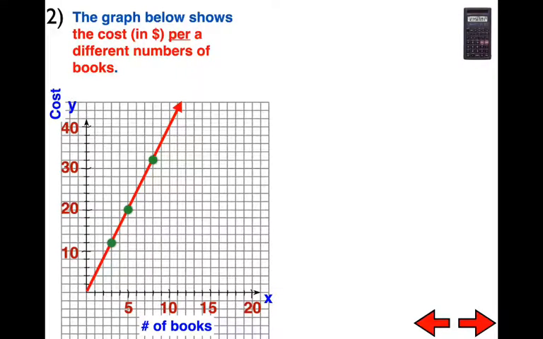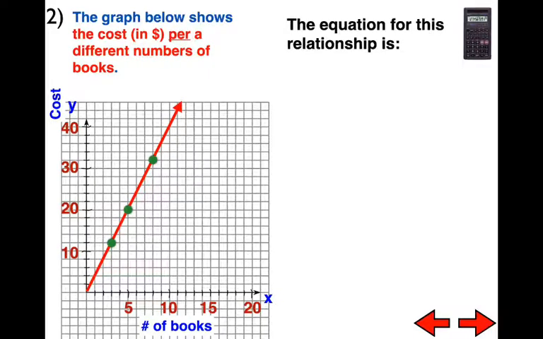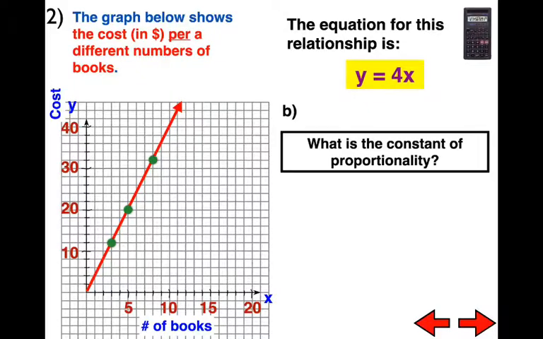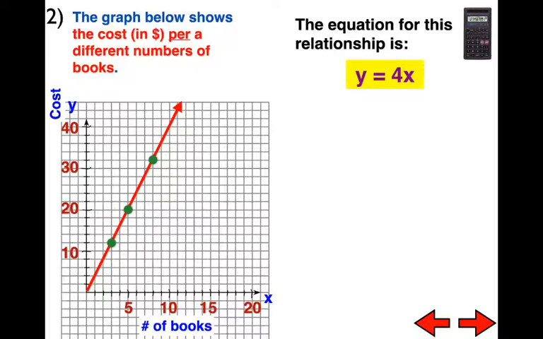Okay? Part, well, before we go on to the next part that you're supposed to answer, here is the equation, and the equation is y equals 4x. Now, how do we know that? Well, I gave it to you. It is y equals 4x. What is the constant of proportionality? Well, it should be obvious, hopefully, that right there is the constant of proportionality. Okay? All right.